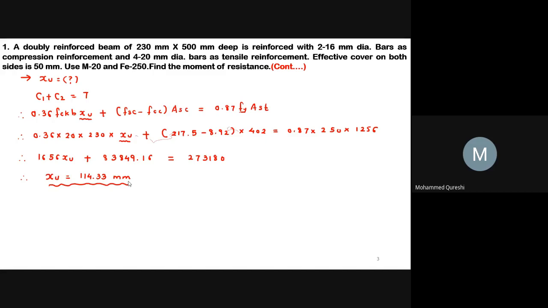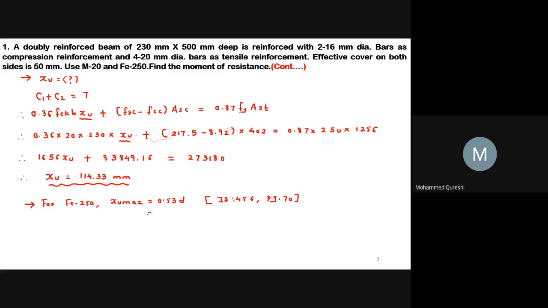Hence for that we have to use IS 456 2000 page number 70, and for Fe250 we have the equation for Xu max as 0.53 d. This equation is given in IS 456 2000 page number 70.